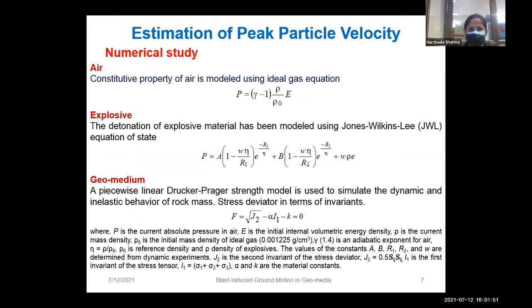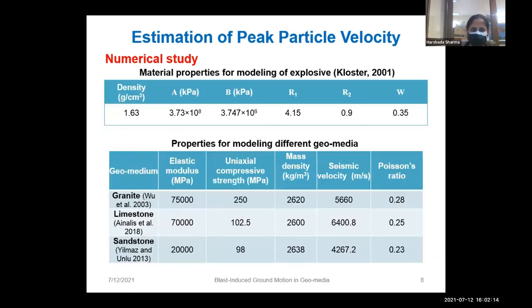Here we have estimated the peak particle velocity with the help of a finite element based numerical simulation in ANSYS Autodyn, where the air and explosive models are generated within an Eulerian base, and the geomedium over here is considered as Lagrangian. These are the various material properties which are used for air and the various geomediums. The geomediums which we considered are granite, limestone, and sandstone. The properties are taken from published literature for the numerical simulations.